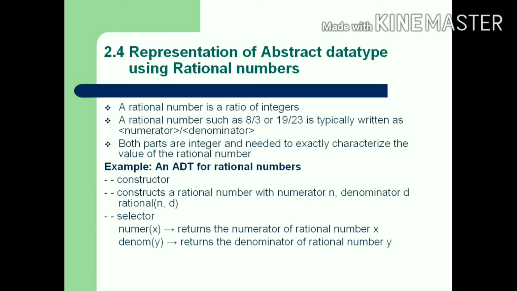The constructor is rational, which consists of two inputs, n and d. N means numerator, d means denominator. Now there are two selectors: one is numer, another one is denom. Numer returns the numerator of the rational number x, and denom returns the denominator of the rational number y. Here x is 8 and y is 3.